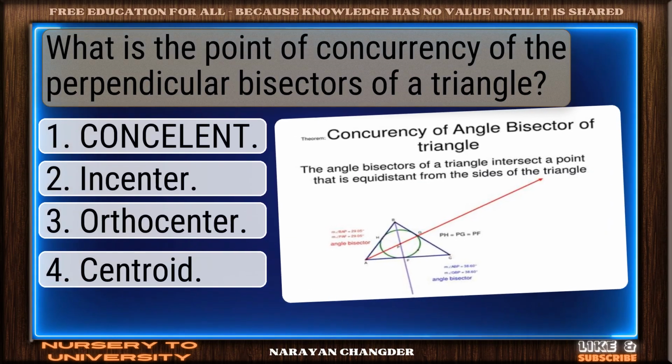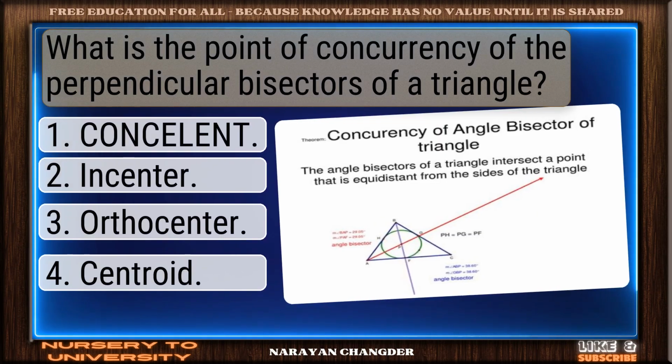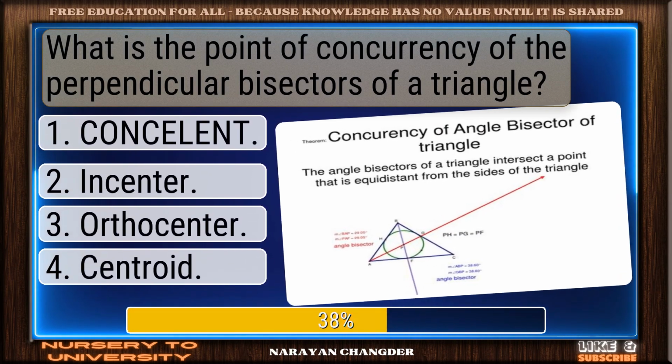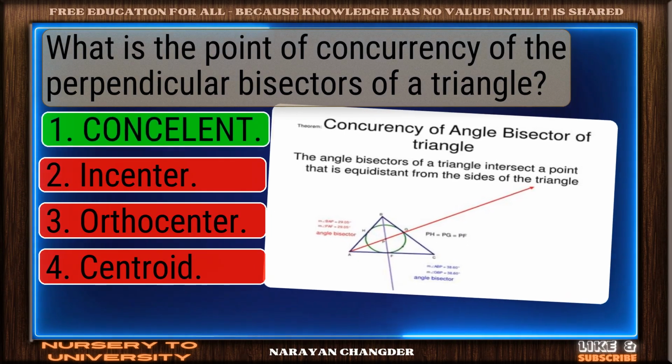Question number 28. What is the point of concurrency of the perpendicular bisectors of a triangle? Solid response. Circumcenter is a valid choice.